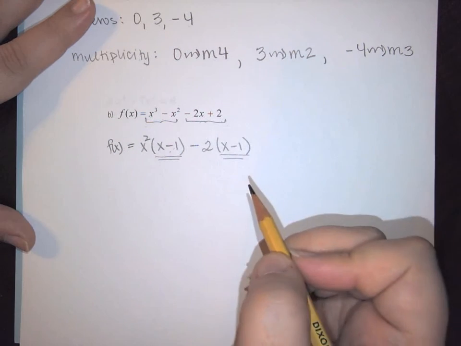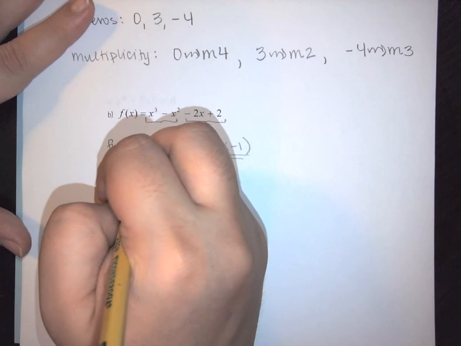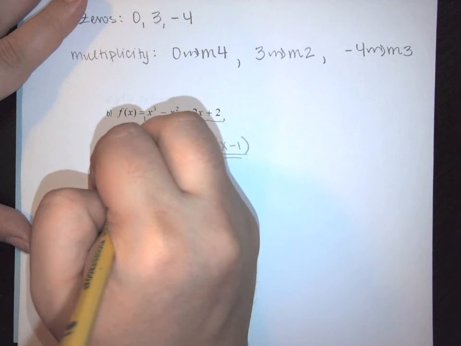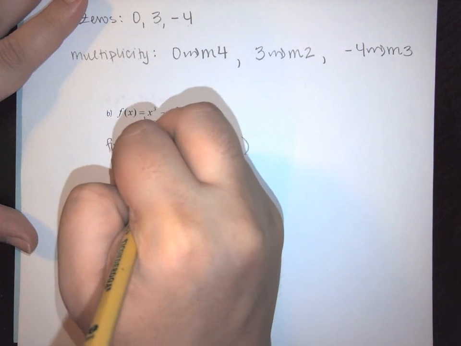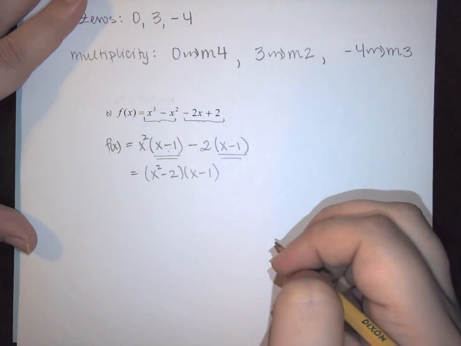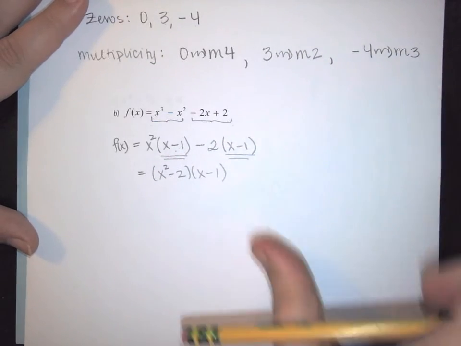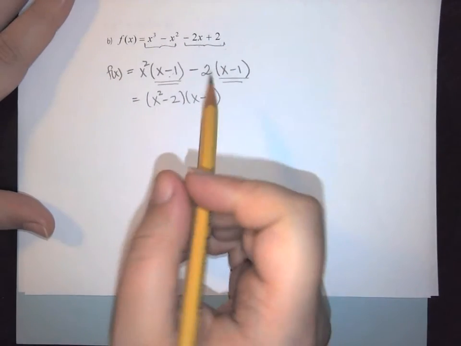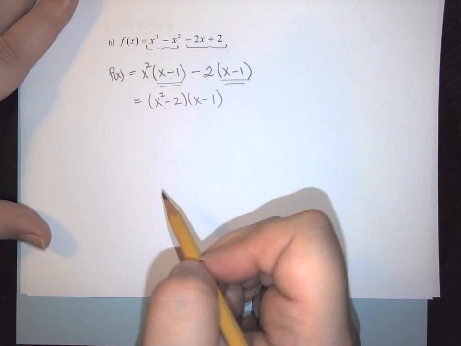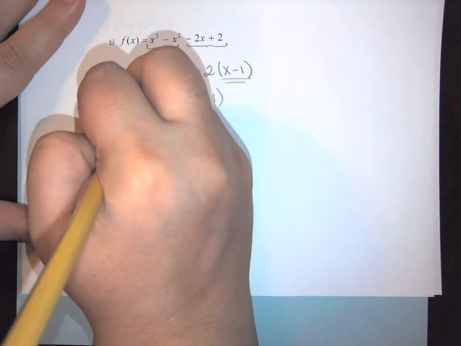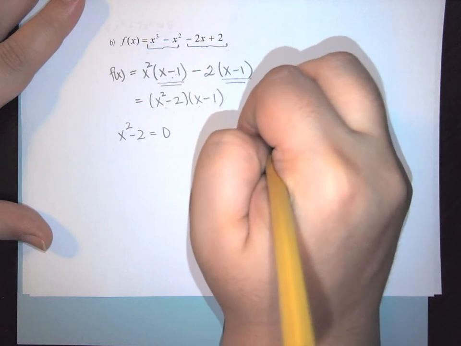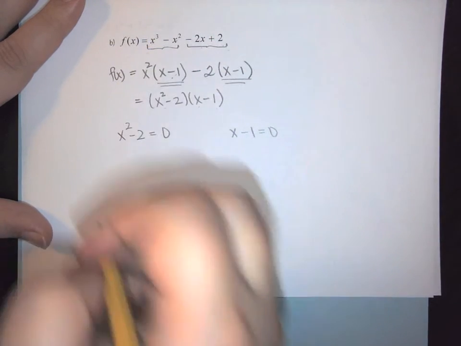Because my factored pieces are the same, I can rewrite it as x squared minus 2 times x minus 1. So now I have my two factors, and I have to find the zeros. That says I have to take each factor: x squared minus 2 equals 0, and x minus 1 equals 0. So I need to solve each factor.